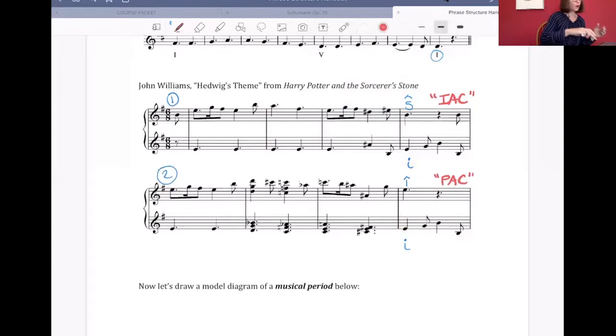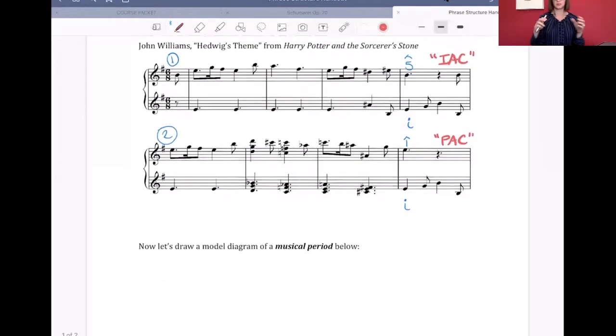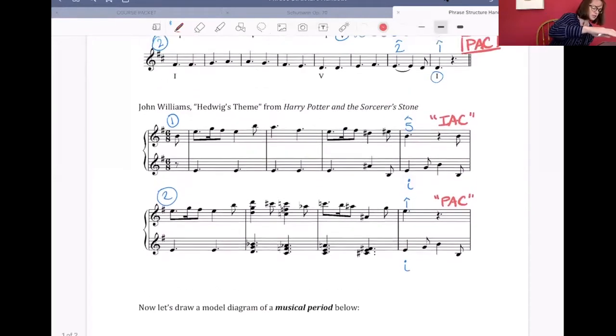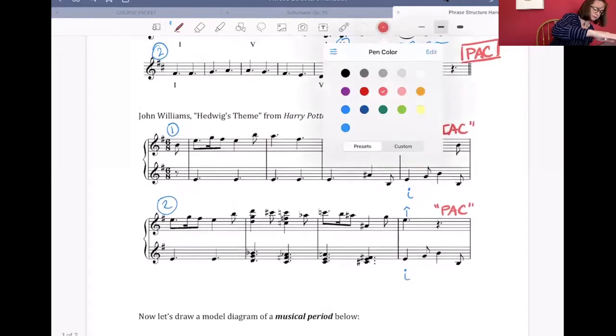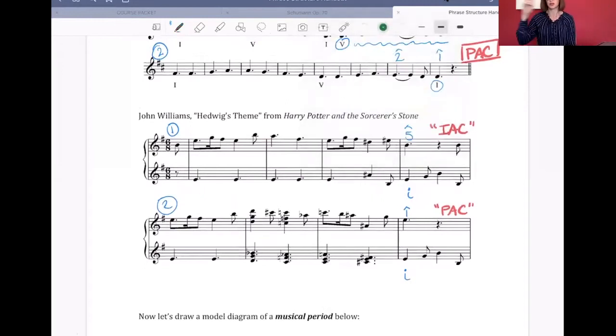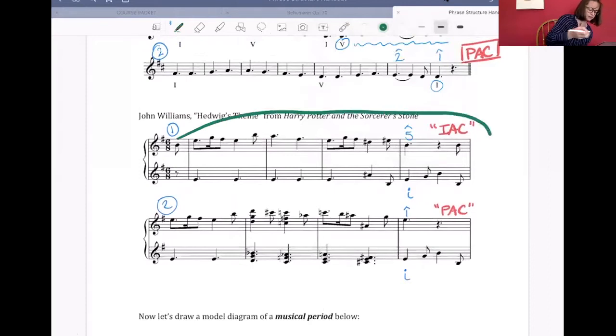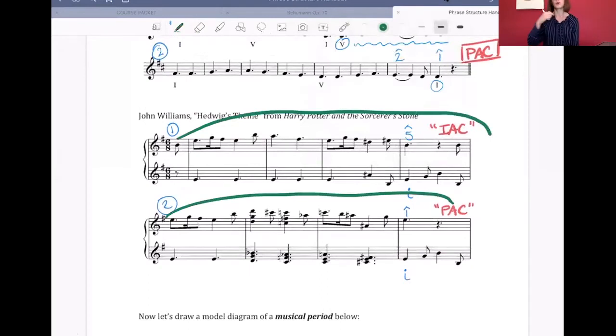So let's put some labels to what we have going on here. I'm going to use the Harry Potter example, and I'm going to start drawing arcs on the score. So we've got this first phrase. First little subphrase is here. And then our second one is here. We have our cadences as they are at the end. We've got 4 measures in each phrase.